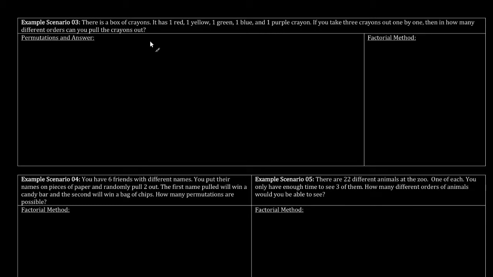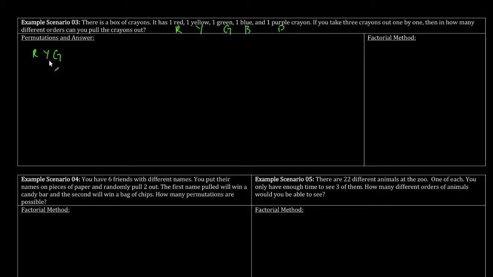This time we have 1, 2, 3, 4, 5. Yeah, 5 different colors, but you're only pulling out 3. So this is going to be slightly different. So let's say we have red. Well, then we can pull out yellow and then green. So this is going to be easier if I just write this down. Red, yellow, green, blue, purple.